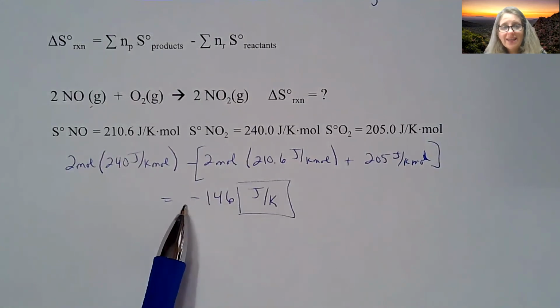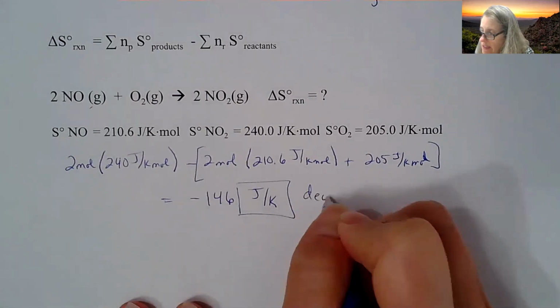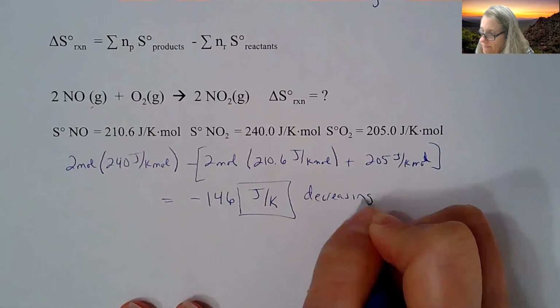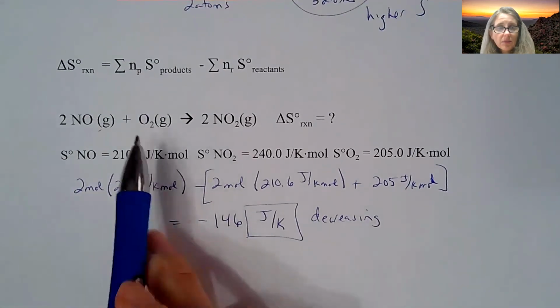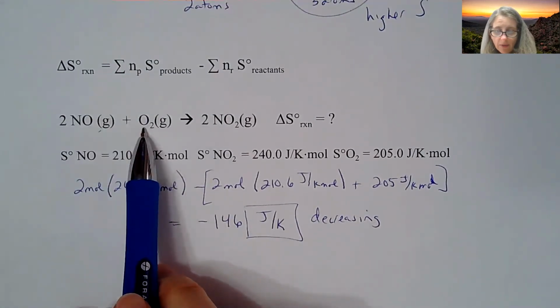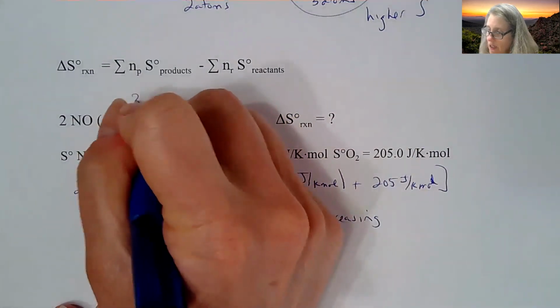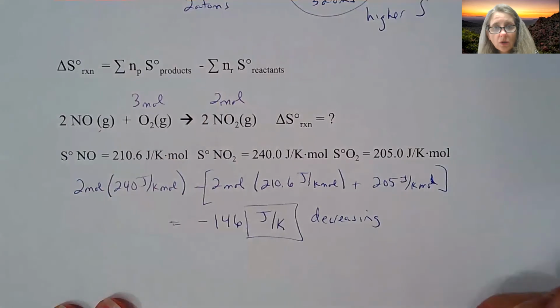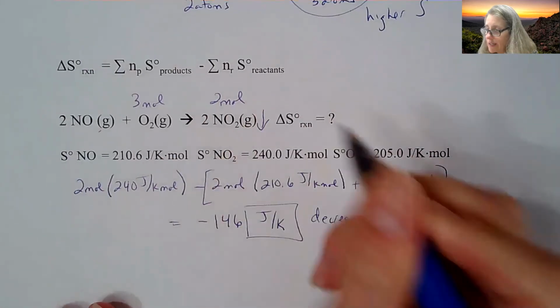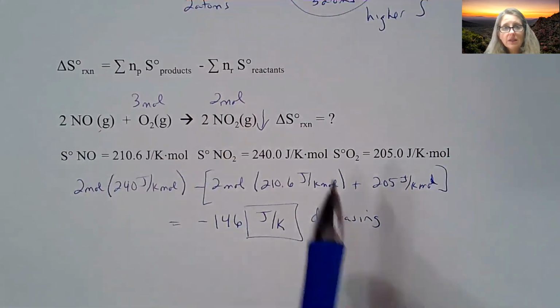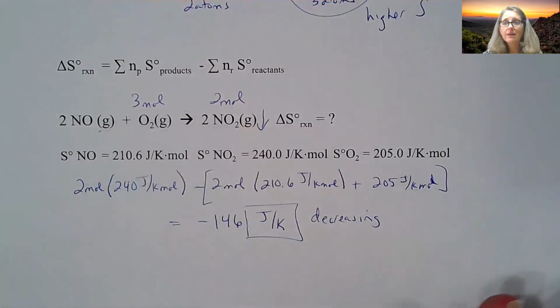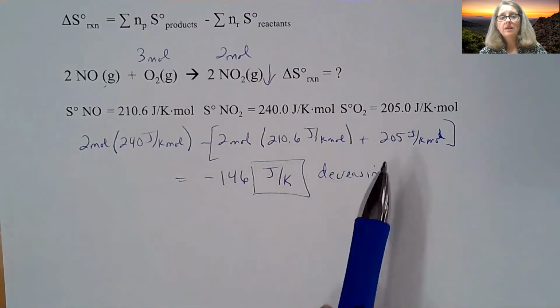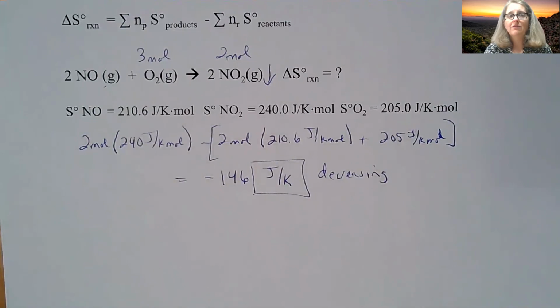This number is negative, so that means it is decreasing in entropy. Does that make sense? Look at the balanced chemical equation. How many moles of gas do you have on the left? There are 3. How many moles of gas do you have on the right? 2. So you would have predicted without doing any math that the entropy was decreasing, based on just looking at the balanced chemical equation. So what this does is show you the math side of finding if entropy is increasing or decreasing.